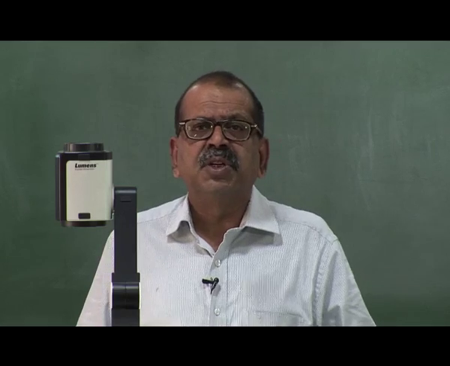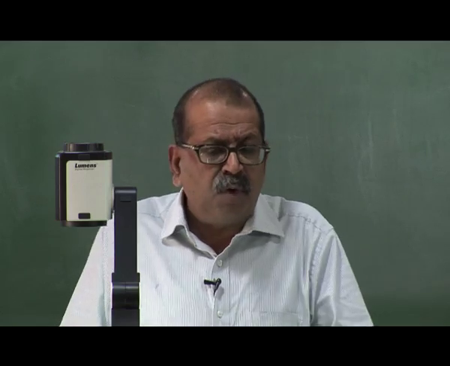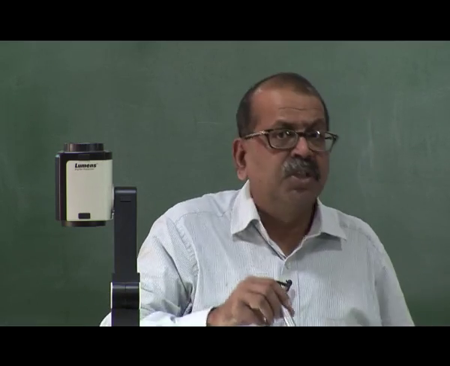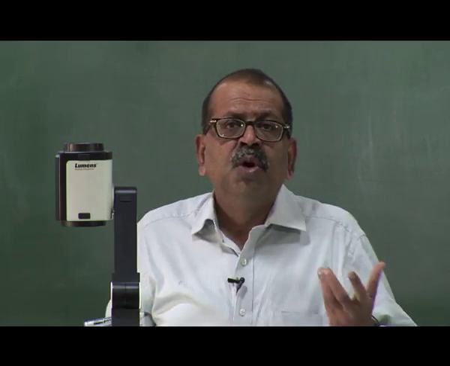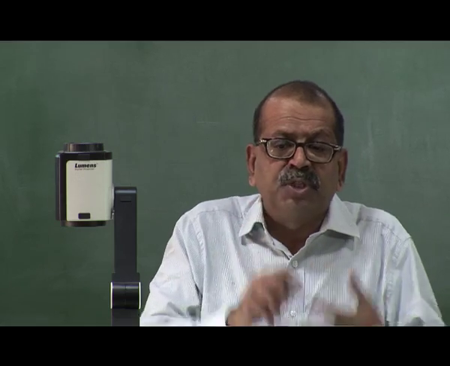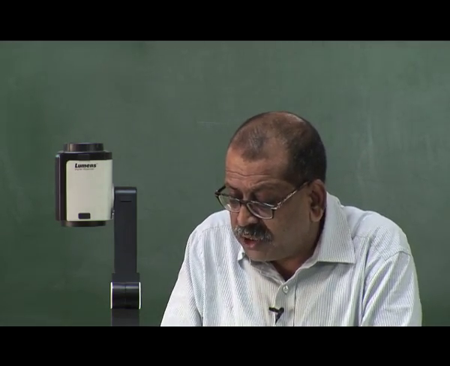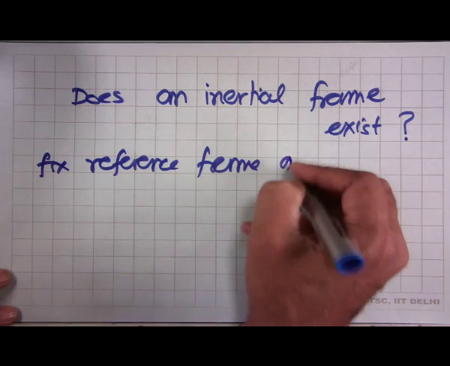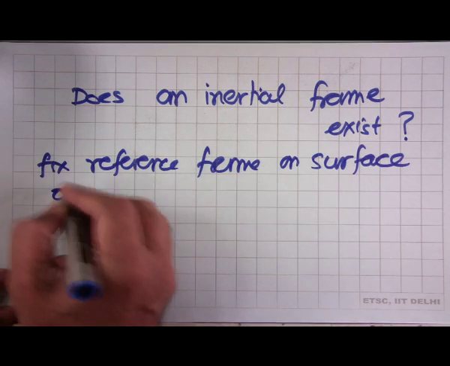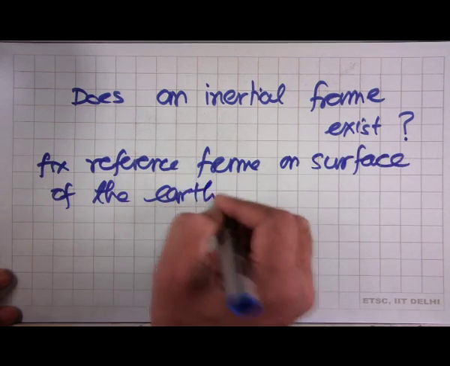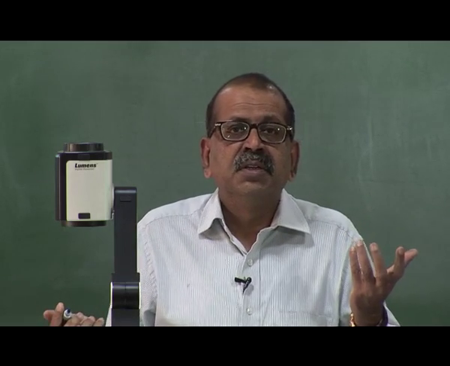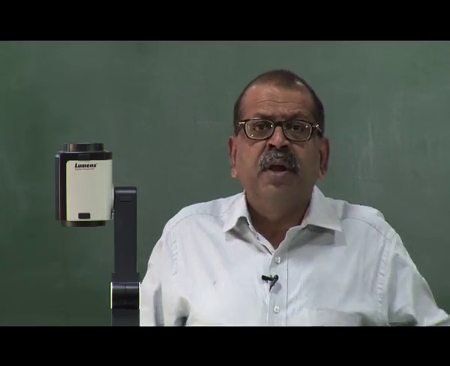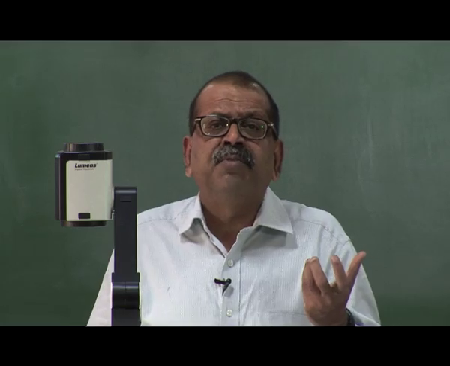And why do we ask this question? We say, okay, I am standing here, I observe this pen is moving, I have fixed my frame on the ground here and the pen is moving. So in most cases what we do is we fix the reference frame on the surface of the earth, and then we ask, is this frame inertial or not? Well, when I am standing on the surface of the earth, I do not see any motion. So it obviously looks to me that this is an inertial frame.